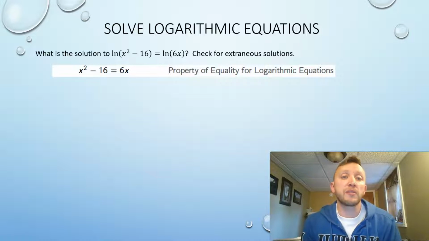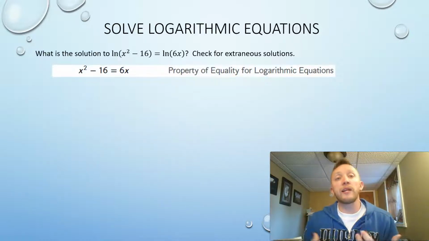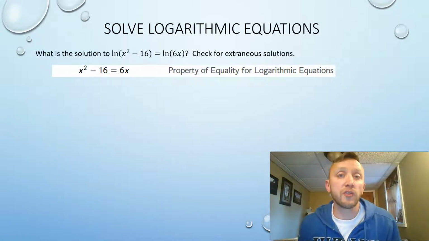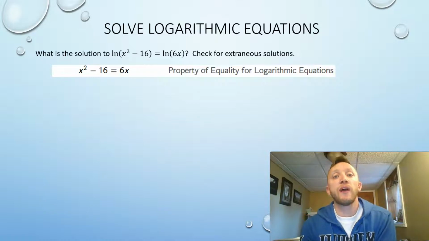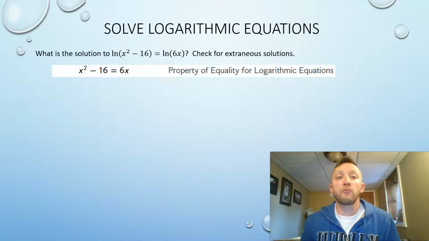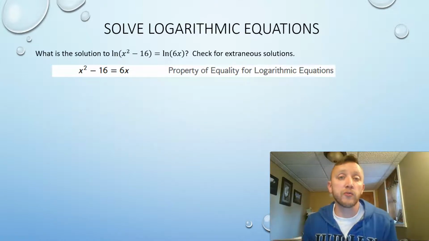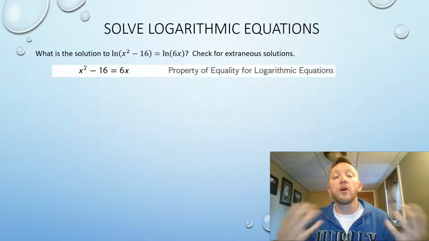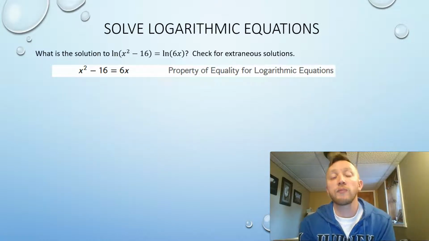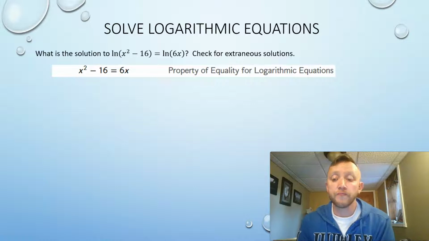So the first step is this. I recognize that we have the natural log of both sides, so we're going to use that property of equality to say that the values would be equal to each other. Since we have the logarithms with the same base on both sides, the values would also be equal to each other. So x squared minus 16 would equal 6x.